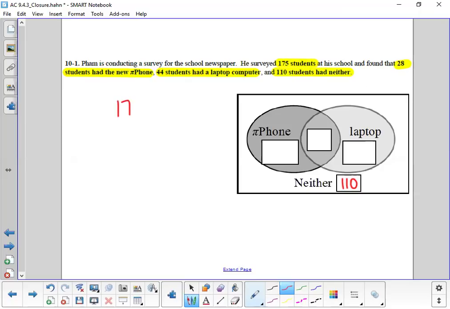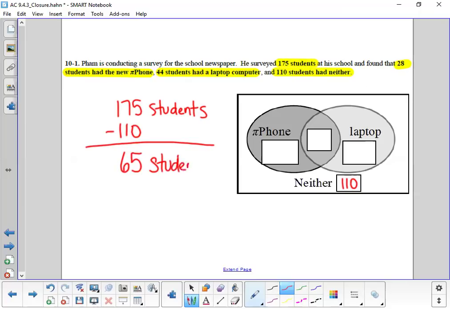So we already know that 110 students had neither a PiPhone nor a laptop. So if there were 175 students total, and 110 of them had neither a PiPhone nor a laptop, we can subtract those two things to see that 65 students had either a PiPhone or a laptop. All right, so 28 of them had the new PiPhone and 44 had a laptop. So if I add those two numbers together, I get that there were 72 students, because 28 plus 44 is 72.